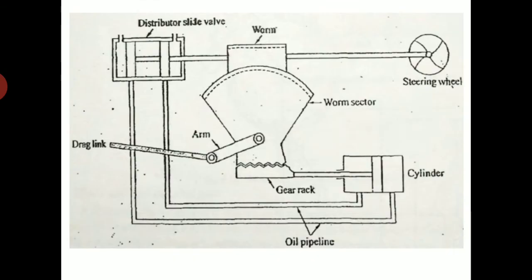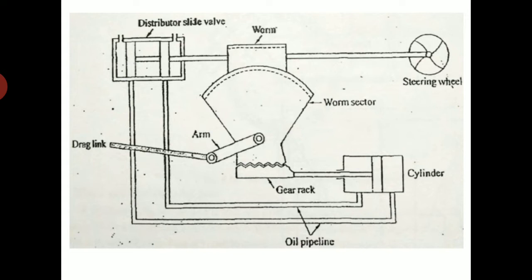So this is the working principle behind the power steering. From the steering wheel, it will rotate the worm. From the worm wheel, the worm sector will rotate. Then from the worm wheel sector, it will actuate the arm. Then again it will actuate the drag link and the road wheels.